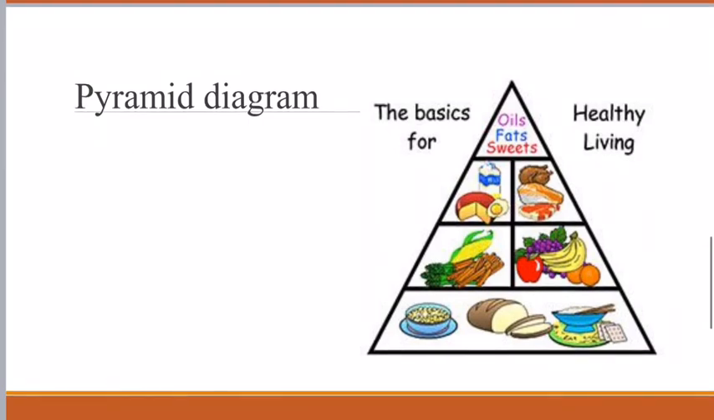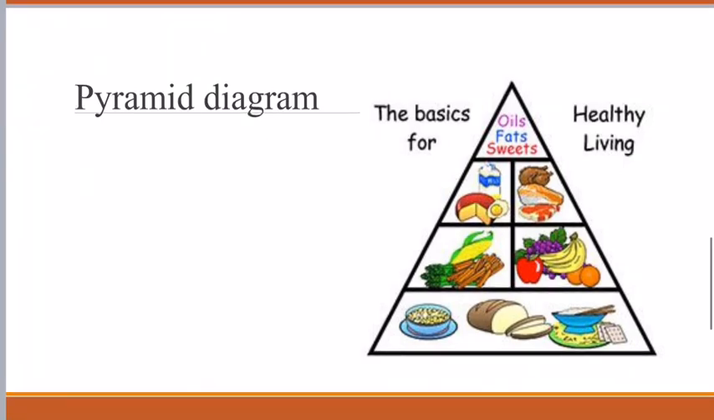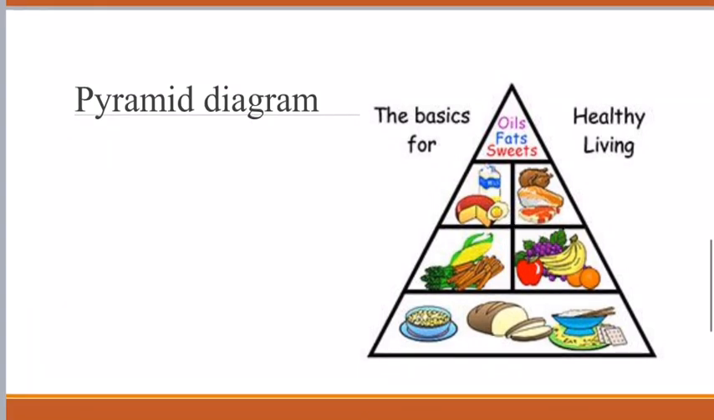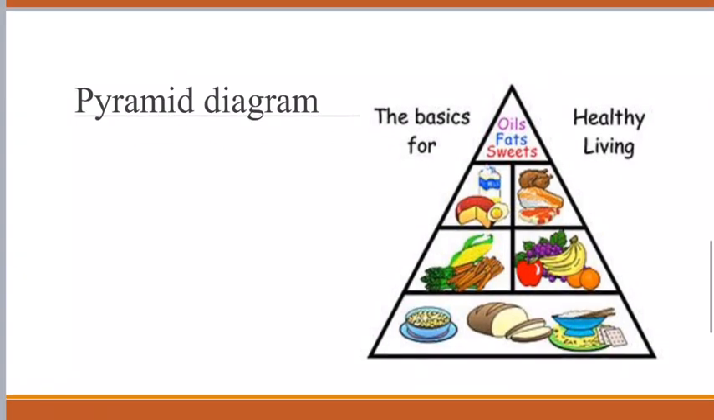Now it's not saying that oils, fats and sweets are at the top because they're the most important. It's because as you go up the pyramid, it gets smaller and smaller. So the most you need is carbohydrates at the bottom. It's the biggest part of the pyramid. Then fruits and vegetables is a little bit smaller. Then dairy and meat is a little bit smaller. And then oil, fats and sweets just a tiny bit at the top, because you don't need much of that.